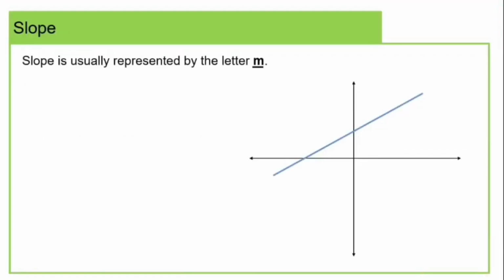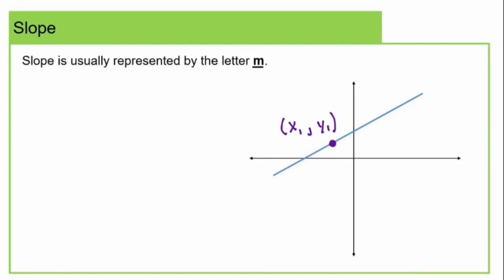Now, slope is usually represented by the letter m, and fun fact for today, the reason it's represented by the letter m is because the mathematician who came up with the idea was French, and the French word for slope starts with m. So how about that? And so the letter m got attached to the idea of slope, and it even carried over into English.